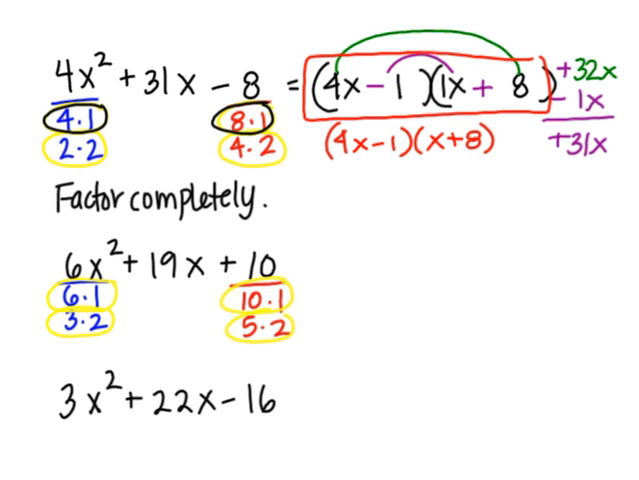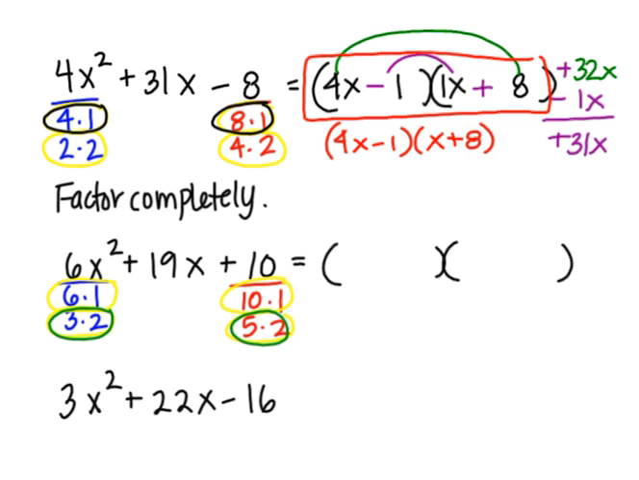If I tried the 6 with a 10, that's going to give me 60. That's too big. If I tried the 6 with a 5, that's going to give me 30. That's a little closer, so that's a possibility. But let's jump to the 3. Looking at my 3 times 2 factor group, 3 times 10 is 30. That's still a little big. 3 times 5 is 15, and 15 is closer to 19. So when we get ready to do this one, let's try 3 times 2 and 5 times 2. It may work, it may not.